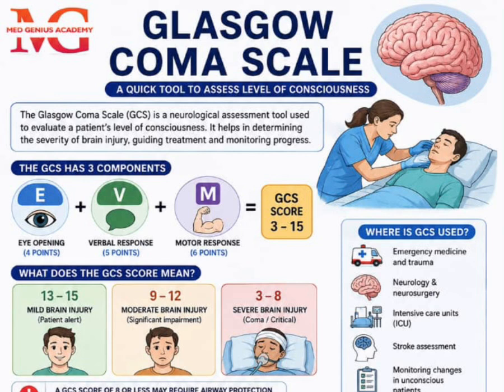So when you remember EVM, eye opening, verbal response, and motor response, 4, 5, 6, and the GCS score is between 3 to 15. So again, always remember it's a neurological assessment used to check and evaluate the patient's level of consciousness. So when you want to use it, you want to determine the extent of the brain injury. You want to use it to guide treatment, because you can use it as a functional outcome measure.